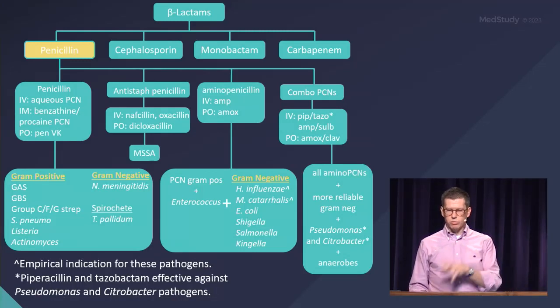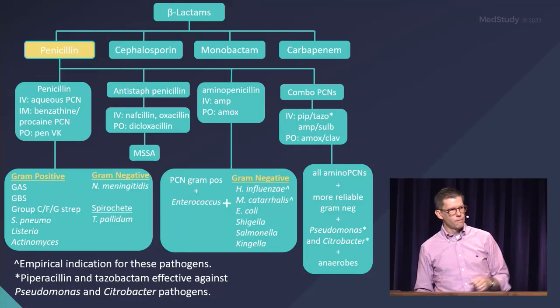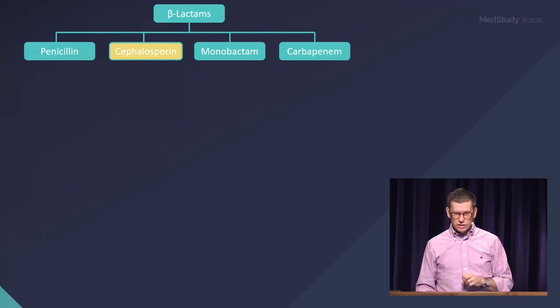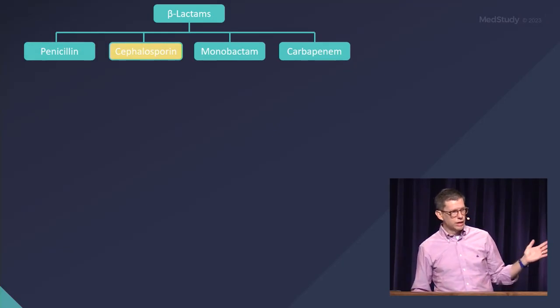So very broad to very narrow. And those are your penicillins. So when we talk about different penicillins later on in the talk, we'll try to note the difference. Then we go to cephalosporins, right? So these are based off of generations, right?